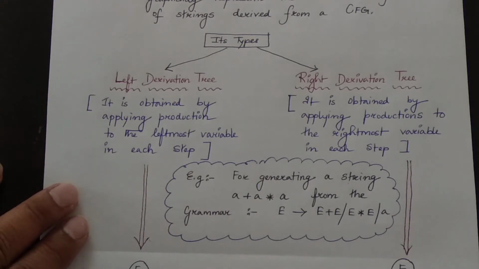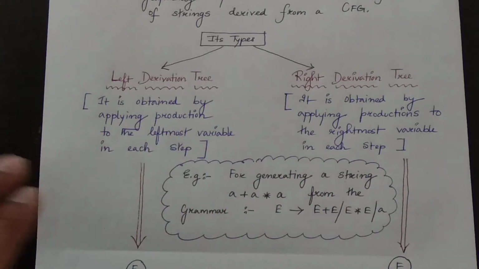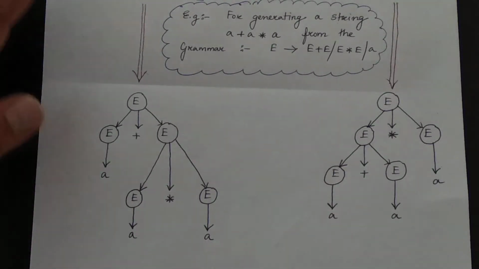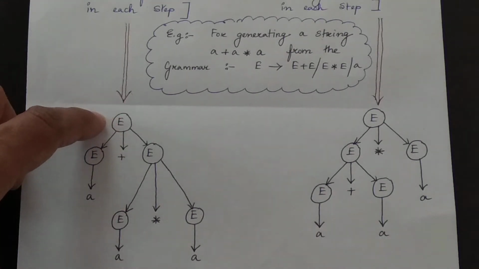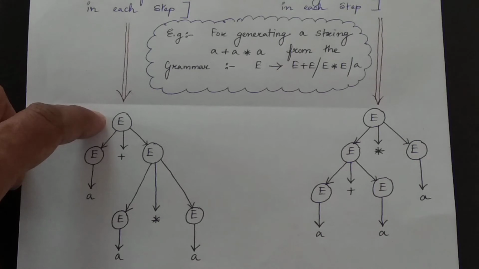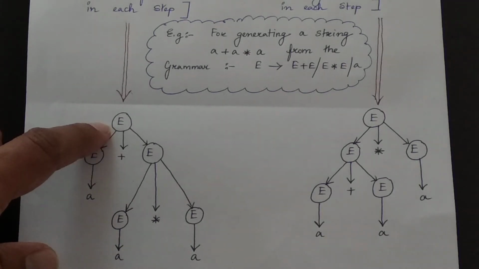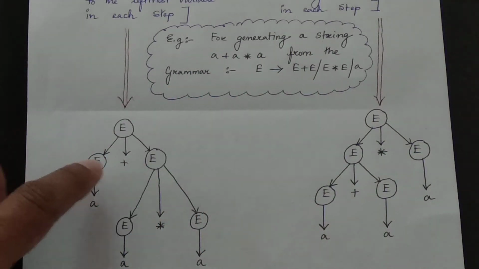For example, I have taken this one for generating a string a plus a asterisk a from the grammar E implies E plus E, E asterisk E, and a. So I have also defined it with an example. If we talk about leftmost derivation, first, for E, the root node is always the start symbol. So E is the start symbol, and I have taken the root node as the start symbol. Then I have taken the first production, E plus E.